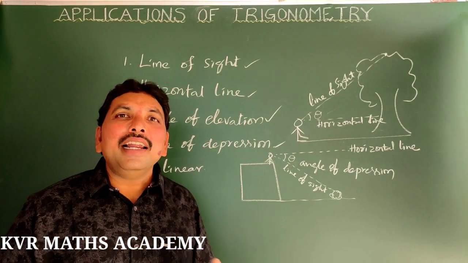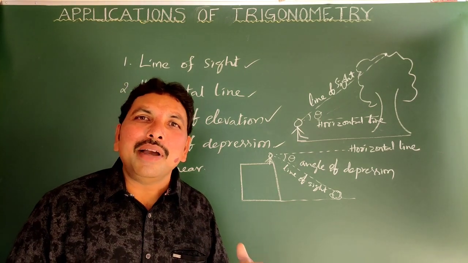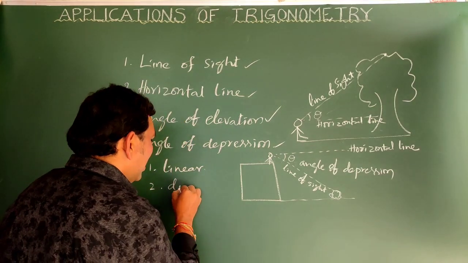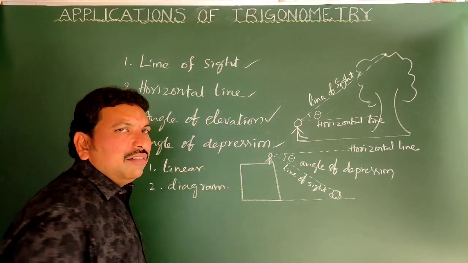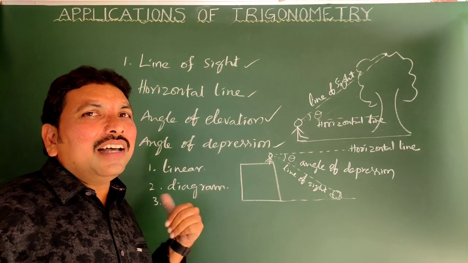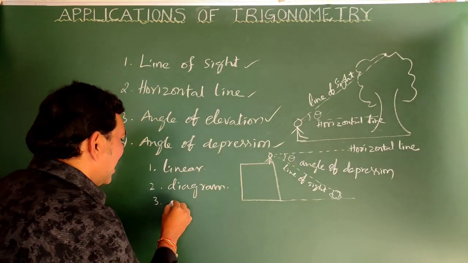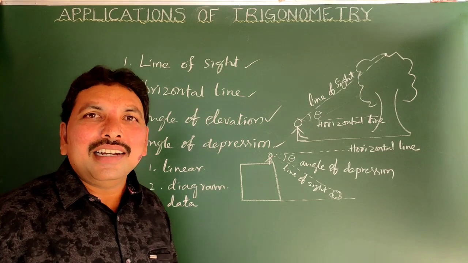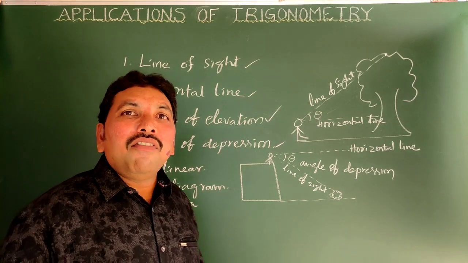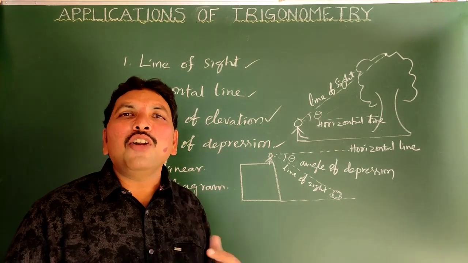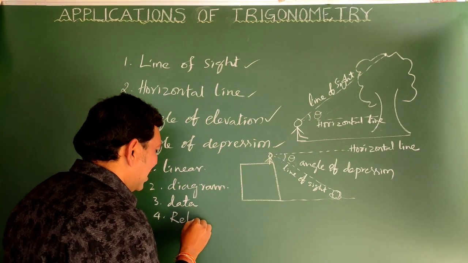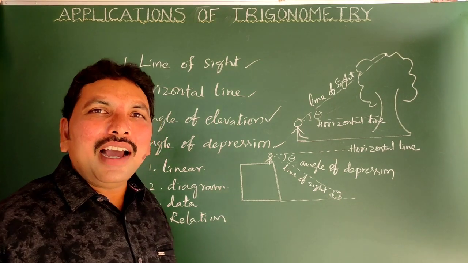Second one, we should draw the neat diagram by the given data, which means the diagram is a right angle triangle. Next, third one, represent the data on this triangle. Next, fourth one, find the relation between known and unknown values.